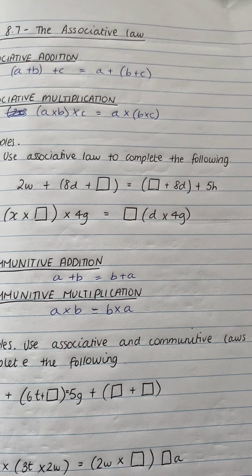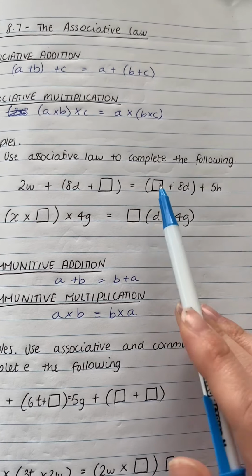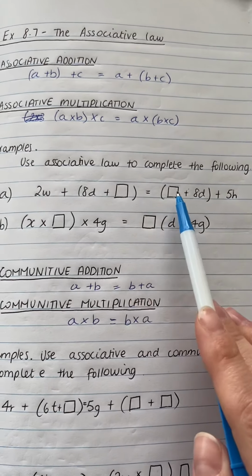Use the associative law to complete the following. So here you just need to fill out these little squares. So from this knowledge here, we have to work out what will go into each blank space. So here we've got 2w, so it's 2 multiplied by w, plus 8d plus something, all inside brackets. So if we know that this is the same thing as this, so this is equal to this, we can sort of work out what is supposed to go over here.